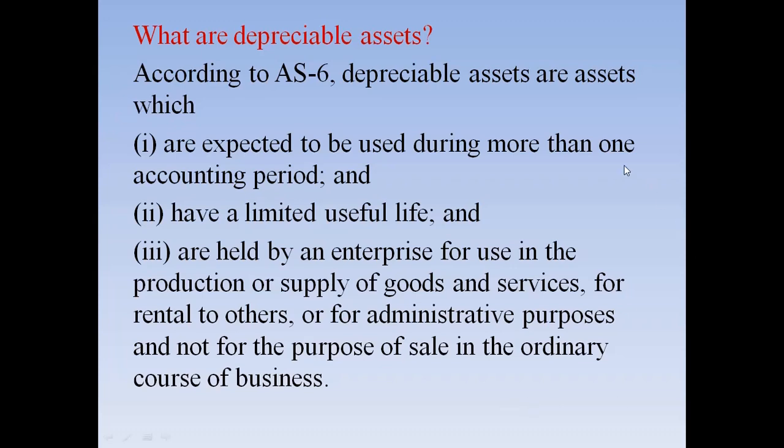So this one accounting period, I hope you already know, is of 12 months, right? Within which we need to complete the accounting cycle, isn't it? So the life expectancy or the usage expectancy should be more than one accounting period. And that asset has a limited useful life. Of course, that particular asset will have a limited useful life because whatever commodity that you purchased today, you cannot use it for an infinite period of time.